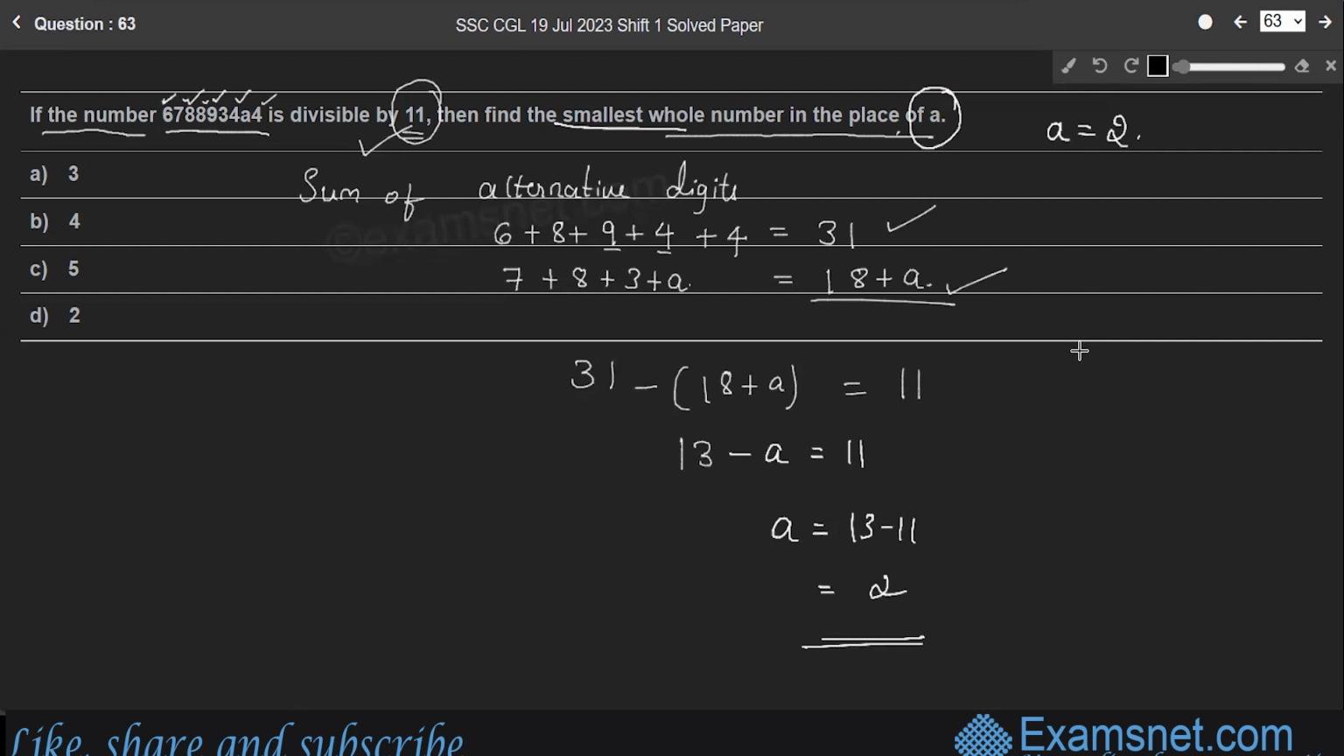Therefore the number becomes 67,88,93,424. In that, the sums of alternate digits are 31 and 18 plus 2, which becomes 20. The difference between the sums, 31 minus 20, becomes 11. Therefore, the number is divisible by 11, and the answer is verified. The value of A is 2, option B.